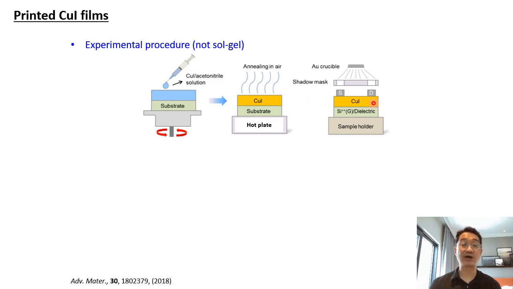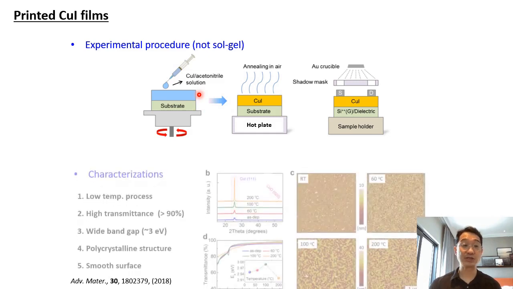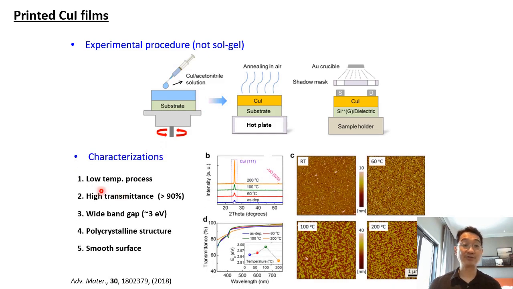Finally, we can get the copper iodide film at relatively low temperature, and the thickness of the film is controlled by the concentration of copper iodide and the spin coating speed. The typical film shows very low temperature processing and also high transparency in the visible region, over 90%. So it is a really transparent p-type semiconductor, and its band gap is larger than 3 electron volts.